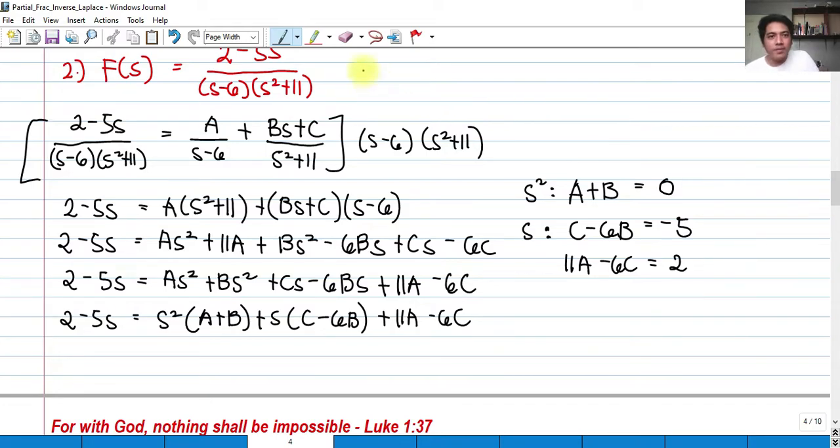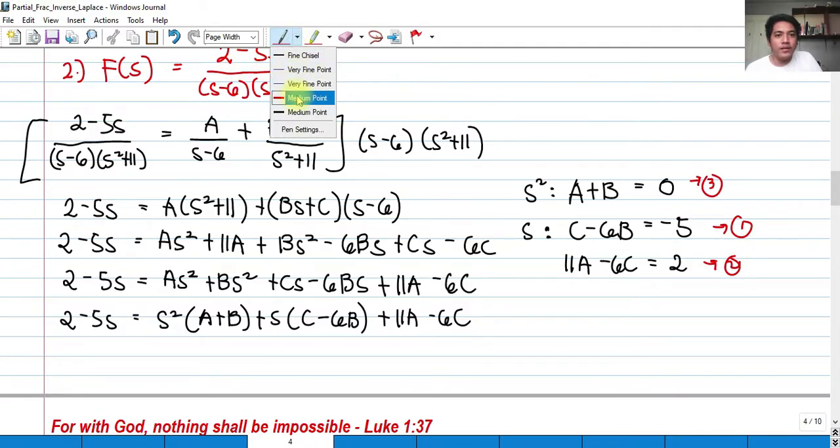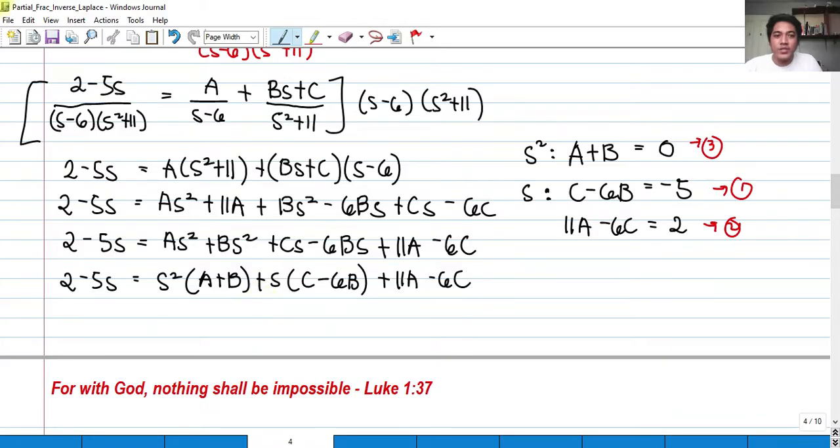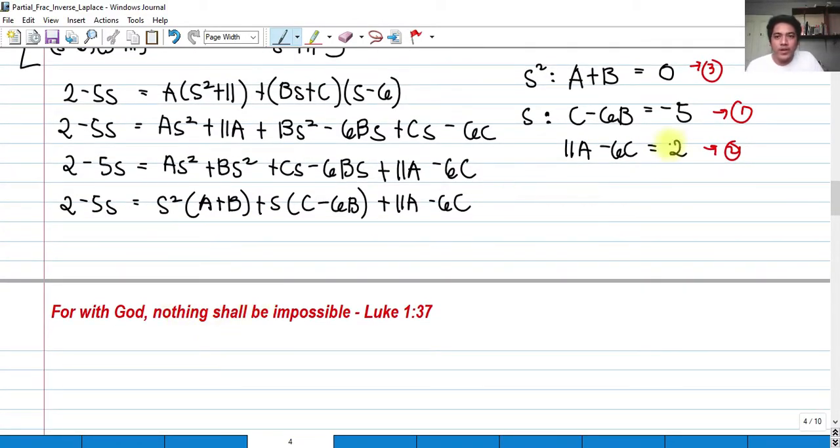Let me label these equations. So we have three equations, three unknowns. Let me label this as equation 1. You can label it as whatever you want. Based on my solution, I labeled this as 1 so I will not get confused. So we have equation 2, and then we have equation 3. We are going to solve by simple substitution to solve for a, b, and c.